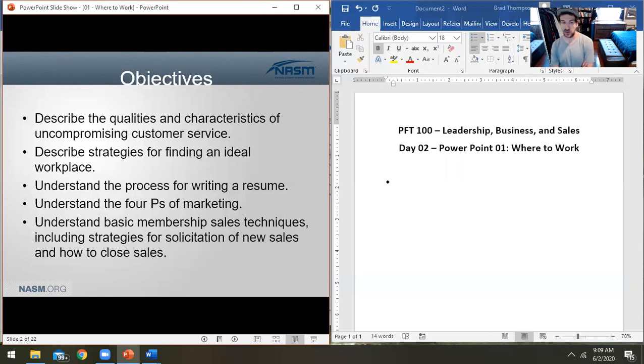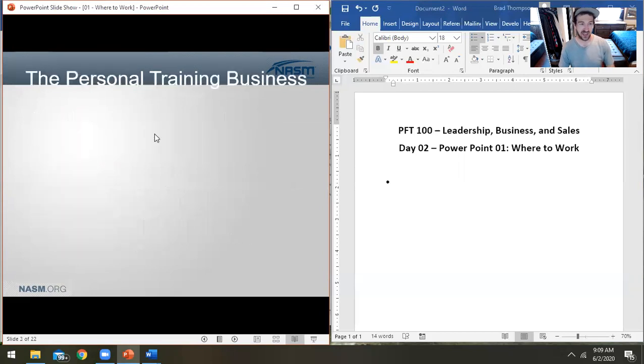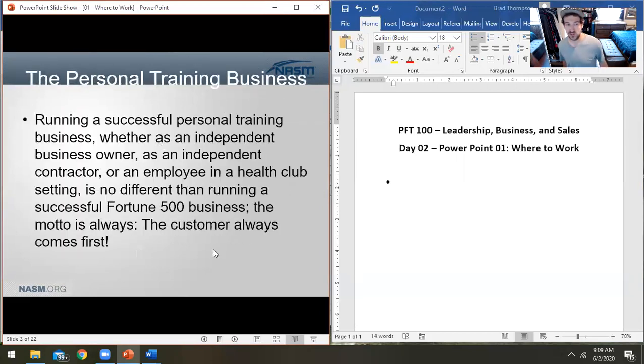But we're going to describe the strategies for finding an ideal workplace. That's really something we are looking for. The processes for writing a resume, 4 P's of marketing, and basic membership techniques. That's kind of what we're going over in this course.